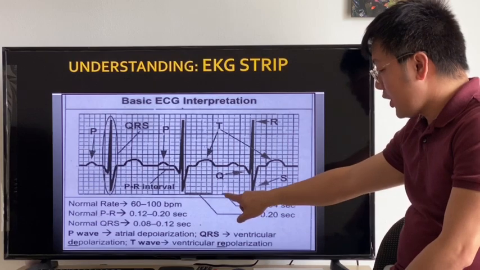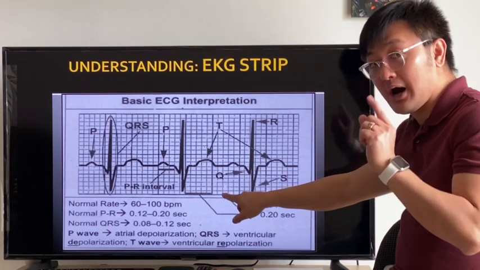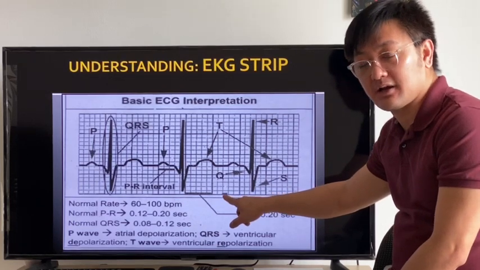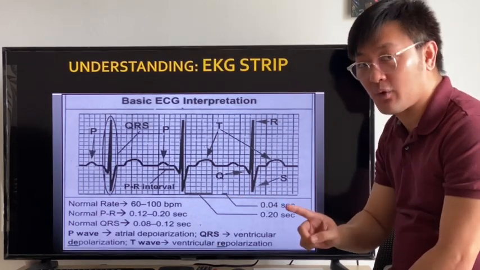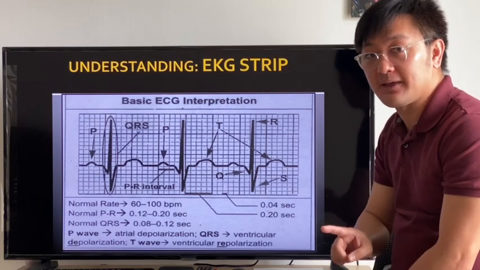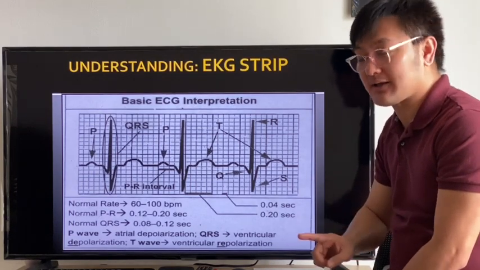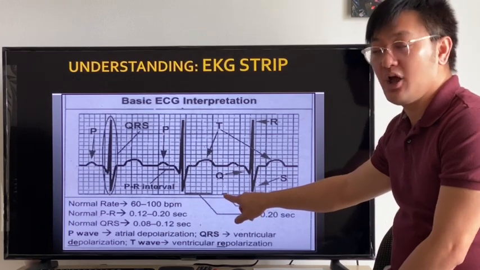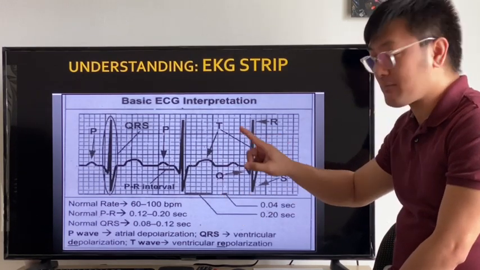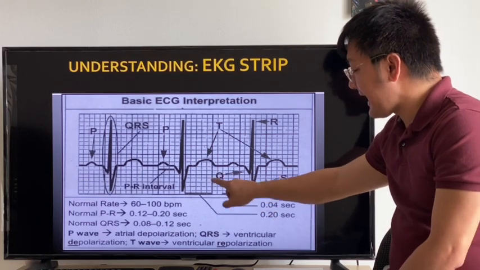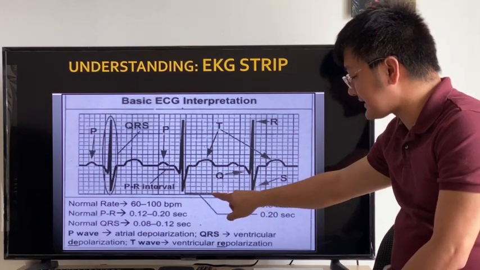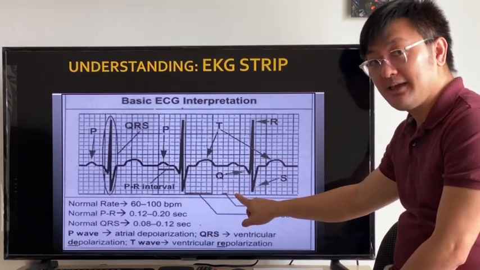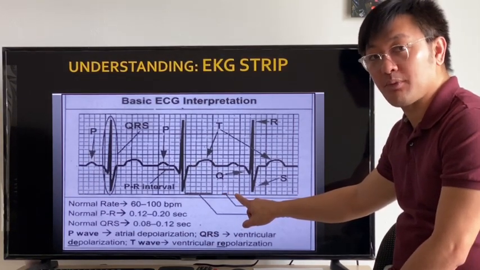Now look, one small box is equivalent to 0.04 second. I said 0.04, I did not say 0.4, okay? 0.04 second. If one small box is 0.04 second, what about one big box? Remember, one big box has five small boxes. 1, 2, 3, 4, 5. It has five small boxes in one big box.